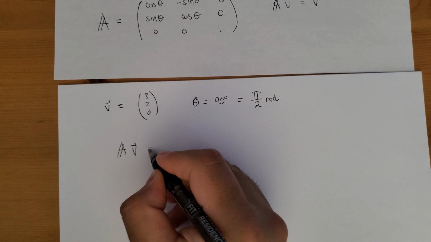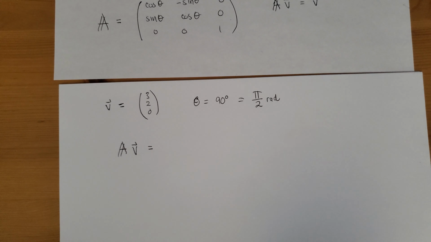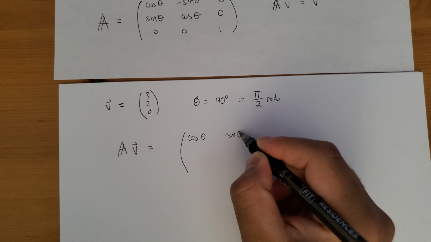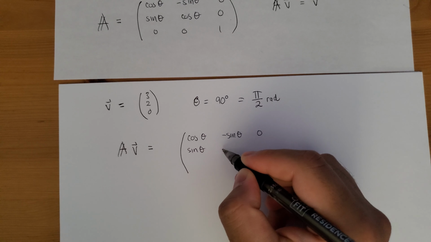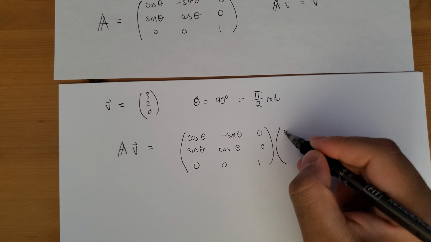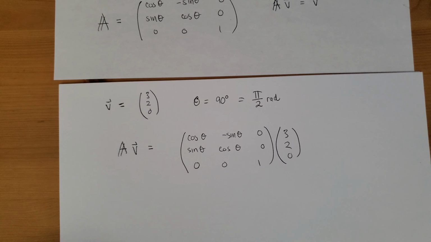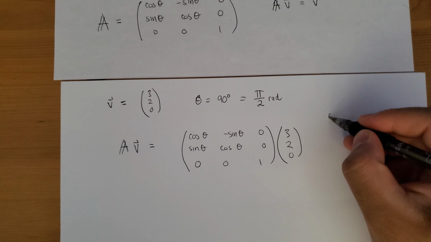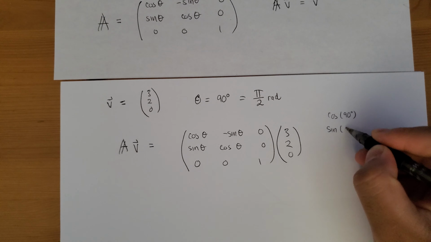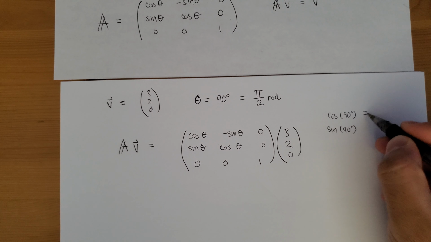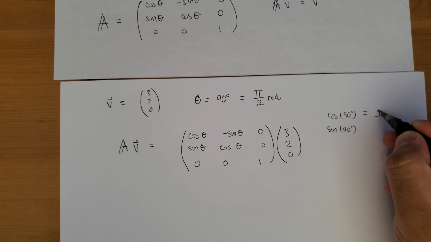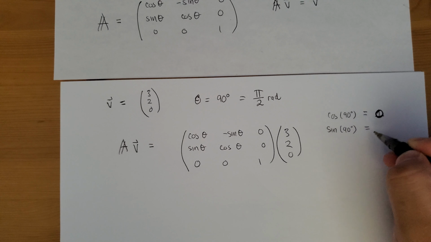So multiplying the matrix A by the vector v, we get cosine of theta, negative sine of theta, 0, sine of theta, cosine of theta, 0, 0, 0, 1, all multiplying 3, 2, 0. Now cosine of theta is cosine of 90 because we're rotating by 90 degrees. And sine of theta is sine of 90. And if we do this on a calculator, or maybe you memorized it, cosine of 90 is, sorry, not 1, 0. And sine of 90 is 1.